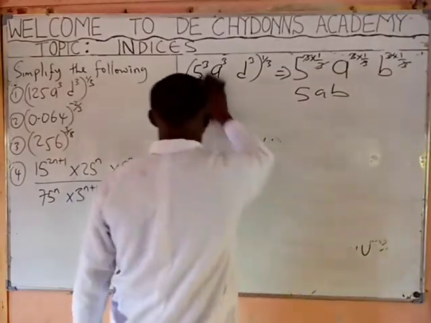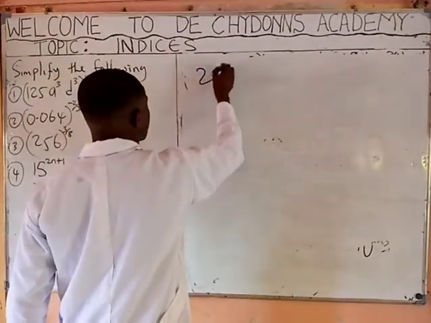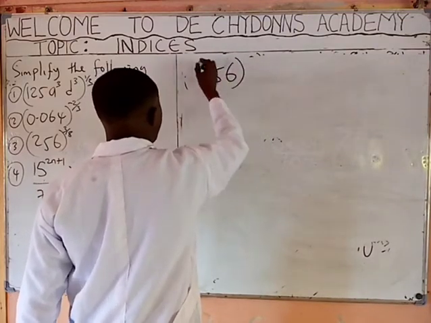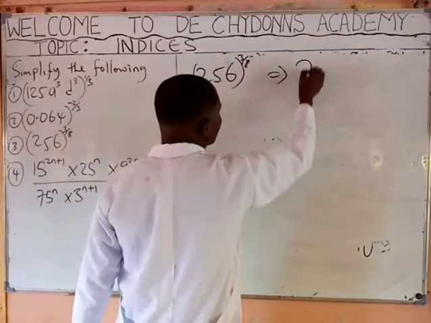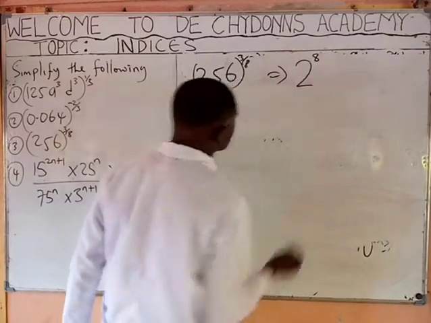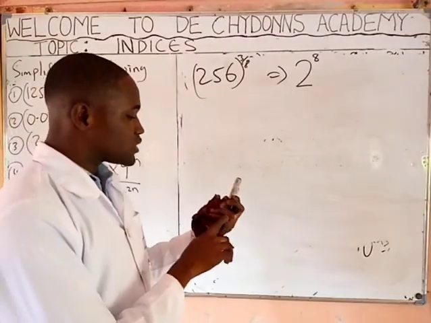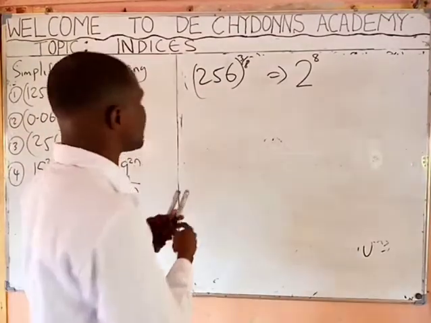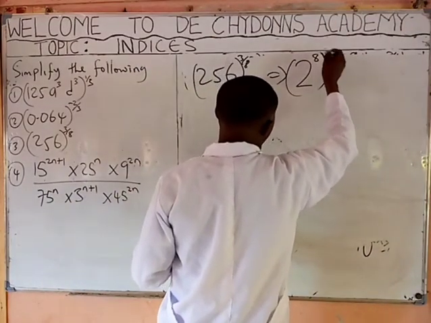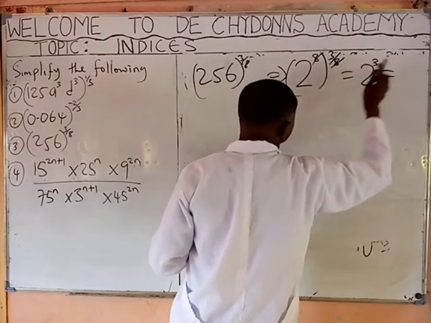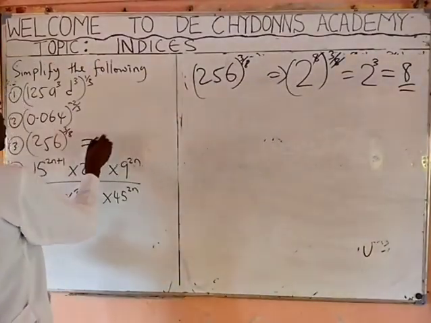The next question says 256 raised to the power of 3 over 8. Change 256 to basic index form. 2 raised to the power of 8 will give you 256: 2 times 2, 4 times 2, 8 times 2, 16 times 2, 32 times 2, 64 times 2, 128 times 2, 256. So 2 raised to the power of 8. Then say all raised to the power of 3 over 8. This will cancel this, giving you 2 raised to the power of 3, which is 2 times 2 times 2 will be giving you 8. So it means that the answer to this one is 8.